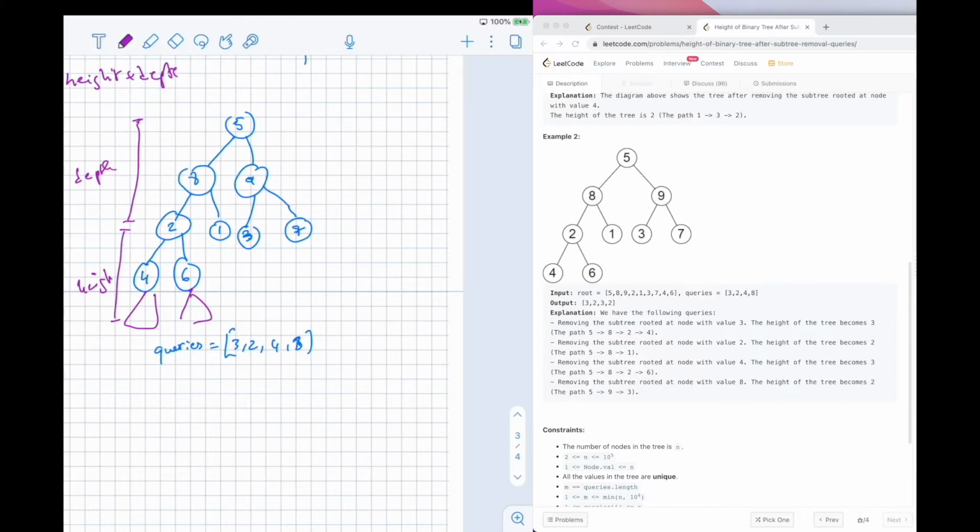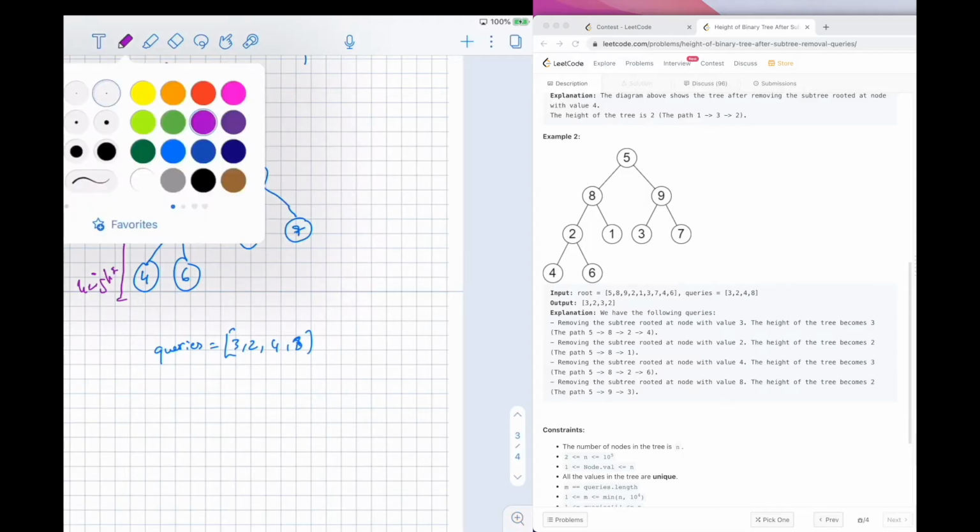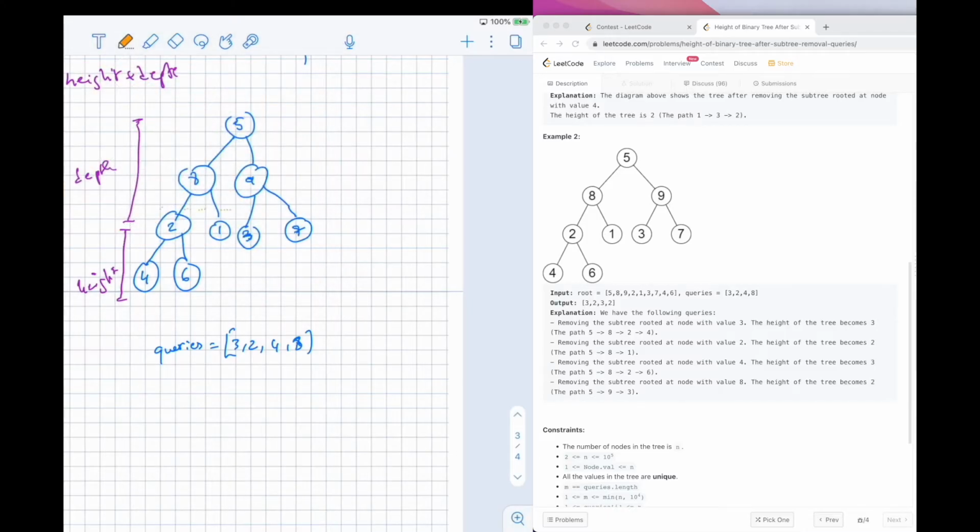Let's remove this subtree. But if it was there, then that would be the height, right? That would be included in the height. Okay, so how can this help us? We know that for all elements that are in the same level here, those have the same depth, because they are at the same level. So they have the same depth.